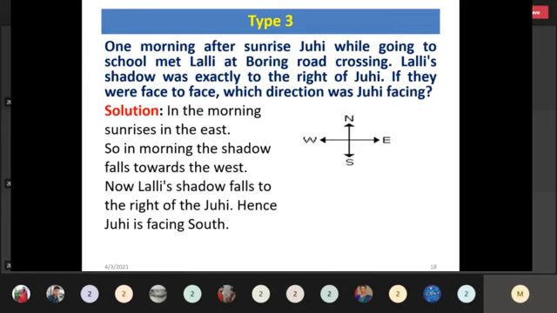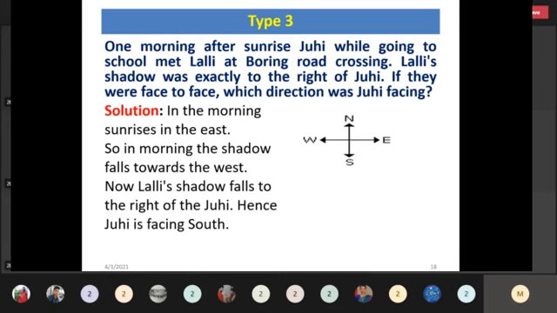Type 3. One morning after sunrise, Juhi, while going to school, met Lali at Boring Road crossing. Lali's shadow was exactly to the right of Juhi. If they were face to face, which direction was Juhi facing? This is also quite interesting, so let us take down the solution so that it will be easy for you to understand.